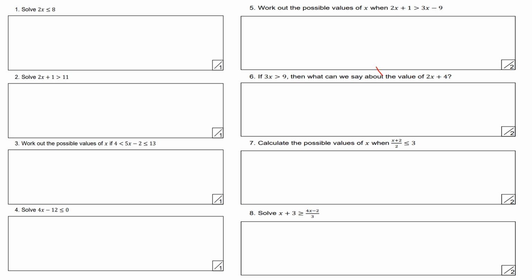So treat it like an equation, guys. 2x means 2 times x, so I'm going to divide both sides by 2 to isolate and get x by itself. So x is less than or equal to 8 divided by 2, which is 4, guys. So x is less than or equal to 4.